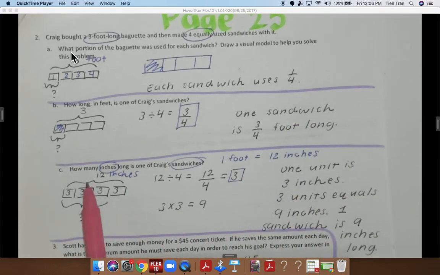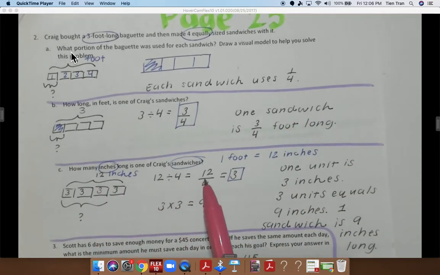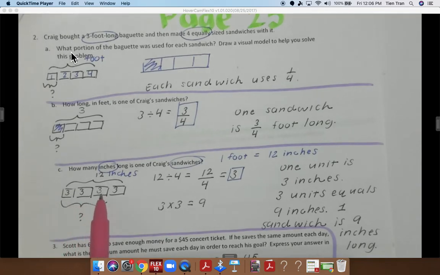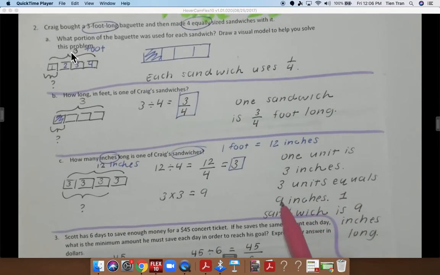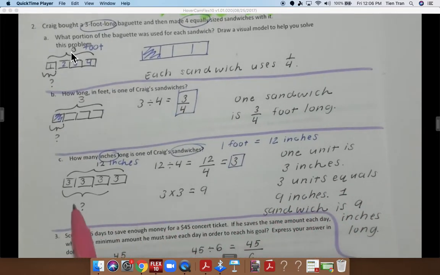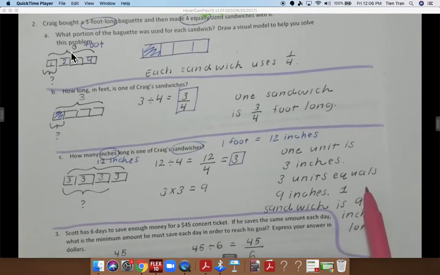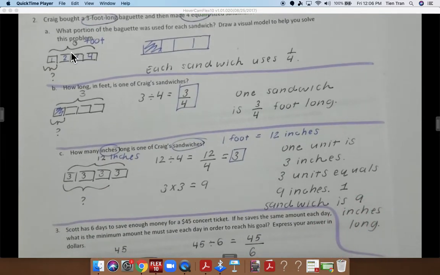Now, they ask how many inches long is Craig's sandwich? That means that each piece is 3, 3, 3, 3. So 1 unit is 3 inches. 3 units equals 9 inches if they're talking about just 3 pieces. And 1 sandwich is 9 inches long.